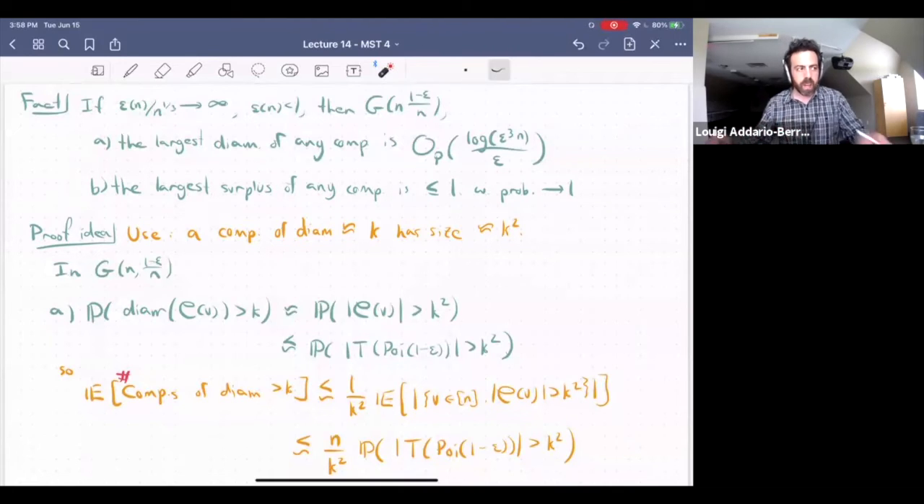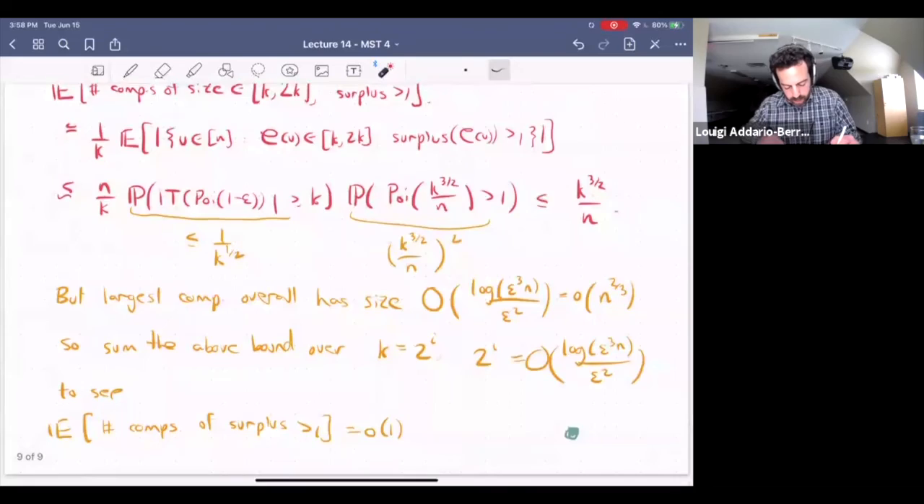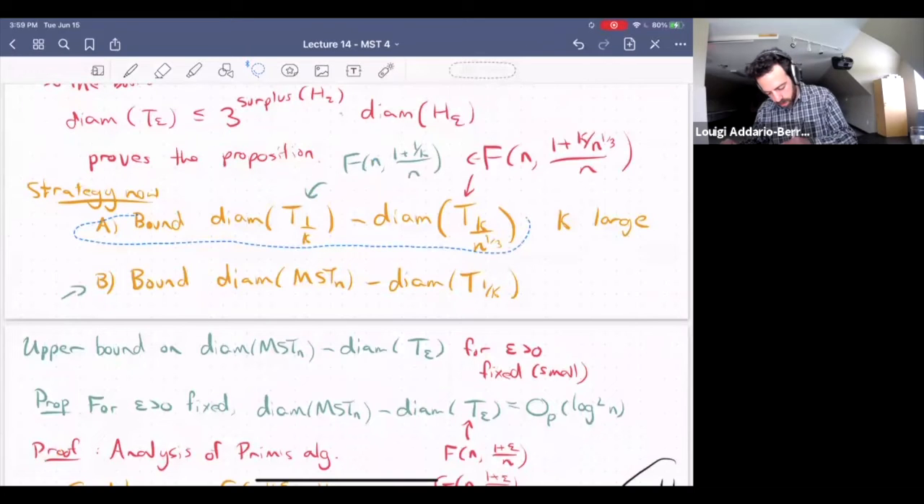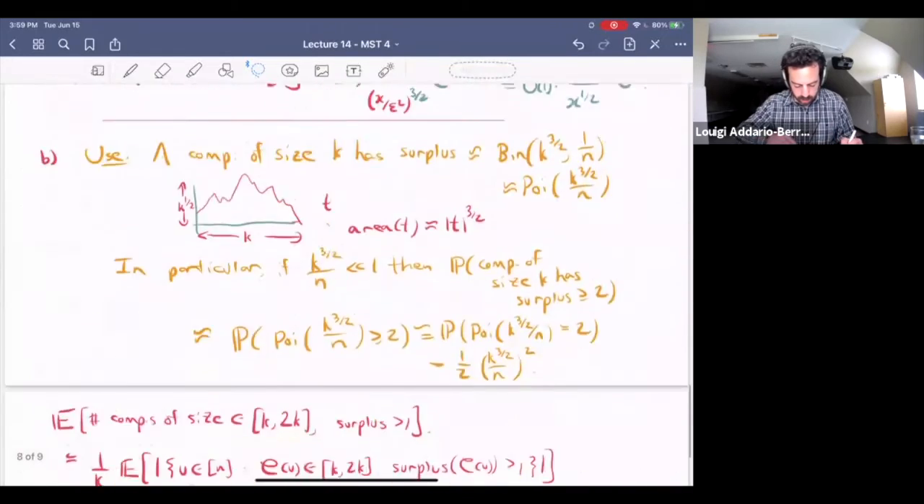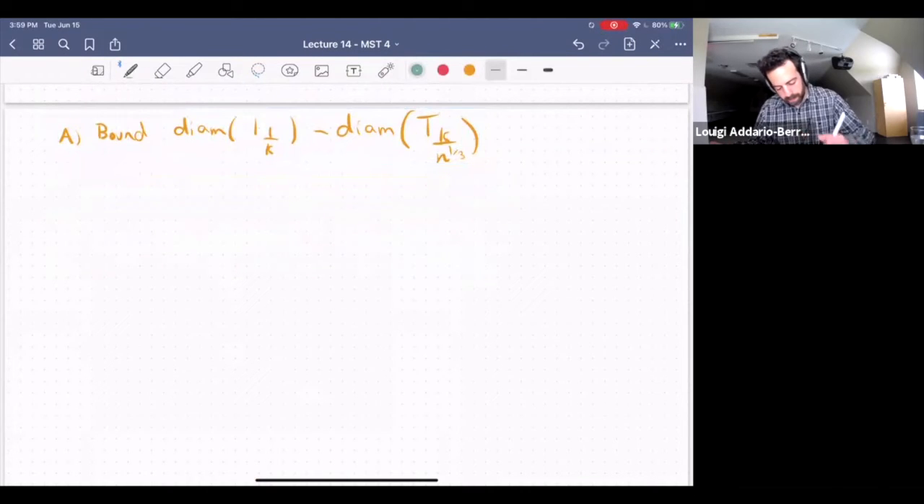Okay, so now I think we have the pieces we need, and I'll move to this step, Step A here. So I have a key lemma, which is the thing that allows us to do one step of the process. I said we're going to split this increase up into steps, and this lemma is what we'll use to bound the increase in diameter at each step.